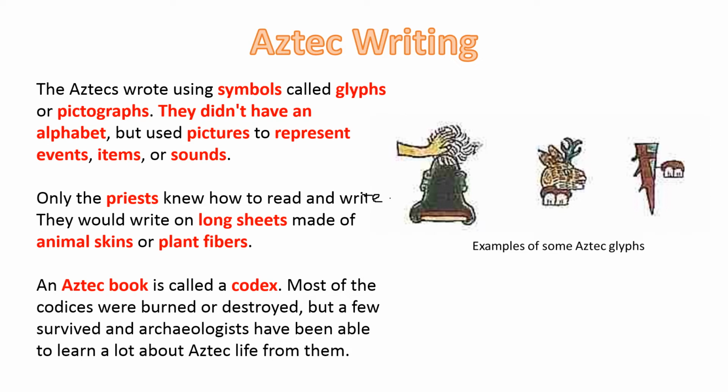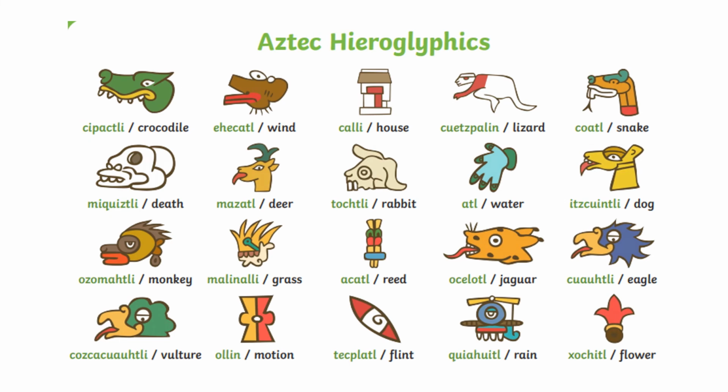Most of the codices were burned or destroyed, but a few survived, and archaeologists have been able to learn a lot about Aztec life from them. Who are archaeologists? What do they do? Pause and have a think. So archaeologists, they research human history, so they go to historical sites, dig them up, and try to find artifacts and physical remains to analyze them and to learn more about different civilizations. So these are some examples of Aztec hieroglyphics. You can pause and take a look through them.